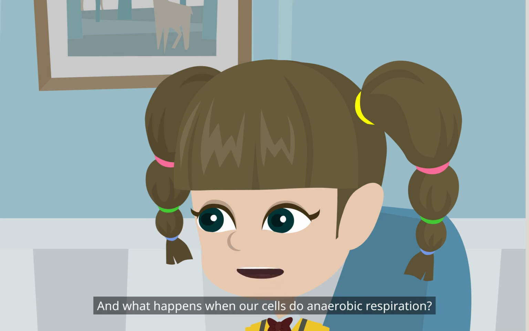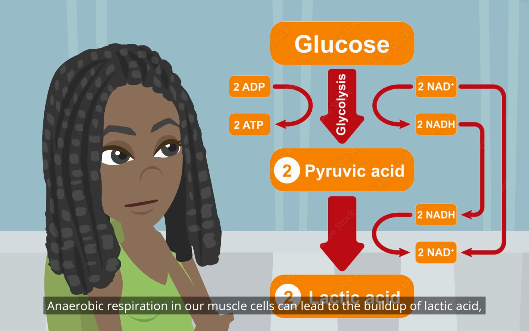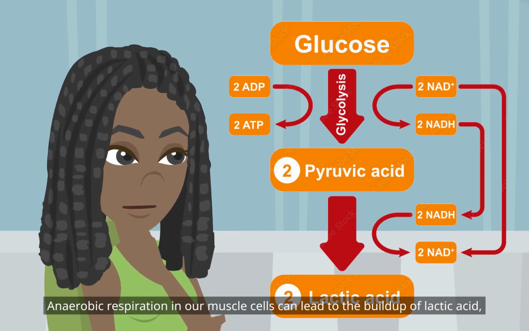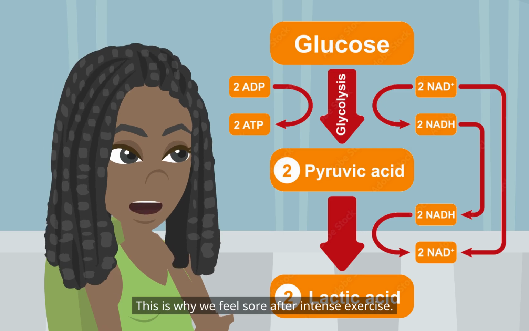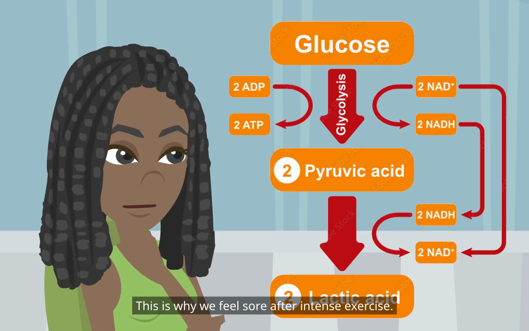And what happens when our cells do anaerobic respiration? Anaerobic respiration in our muscle cells can lead to the buildup of lactic acid, causing muscle cramps. This is why we feel sore after intense exercise.